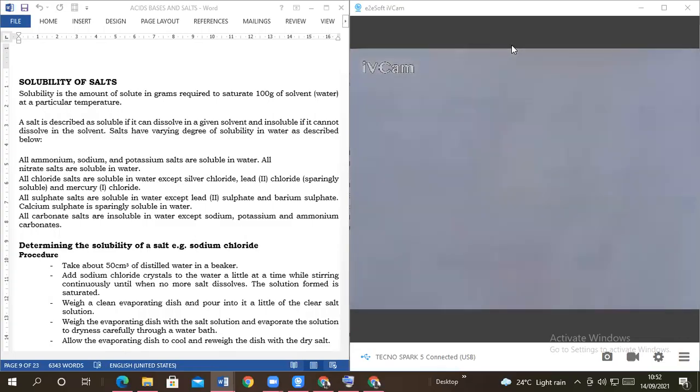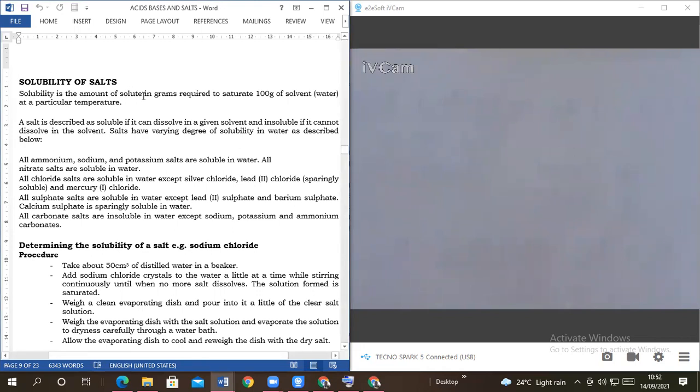So here they are telling us about a topic called solubility of a salt. This might be our last lesson in salts, and then we shift, maybe look for another topic to deal with. But they are saying solubility of salts.